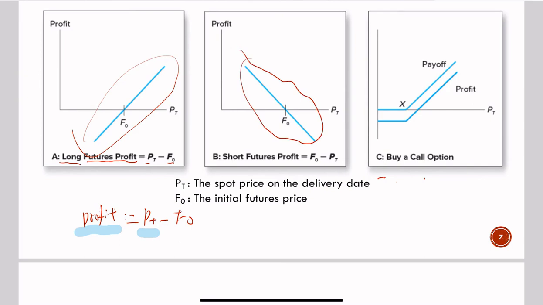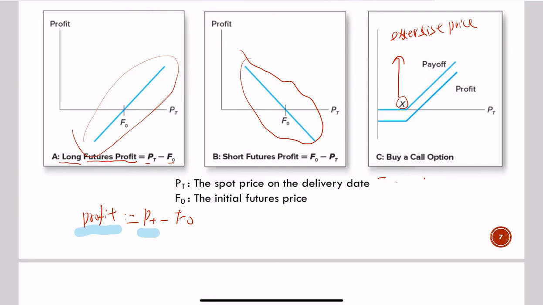And then let's look at graph C here. So this is the payoff and profit to a long position in the call option. Of course, you can see that this X refers to the exercise price. Right? And we know that in terms of payoff, if the market price is smaller than the exercise price, then the payoff from the call would be 0. And after that, we will get this upward sloping 45 degree straight line, right?